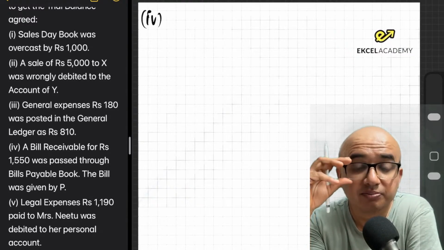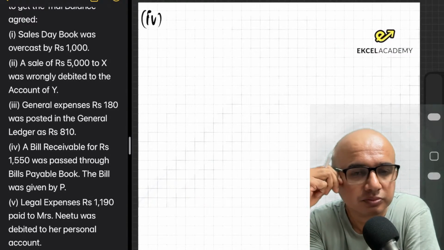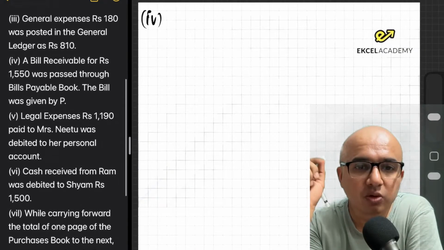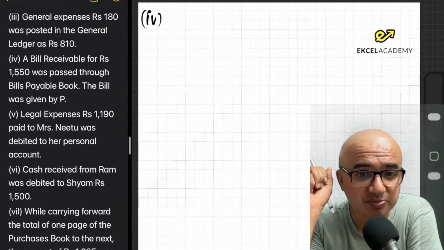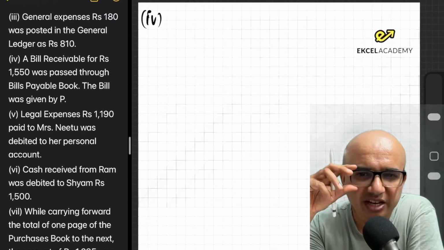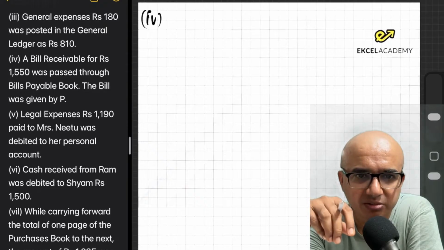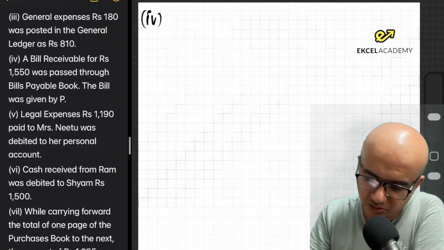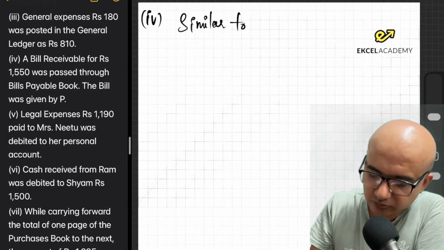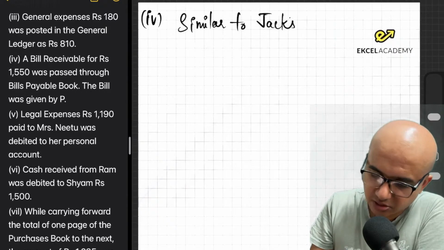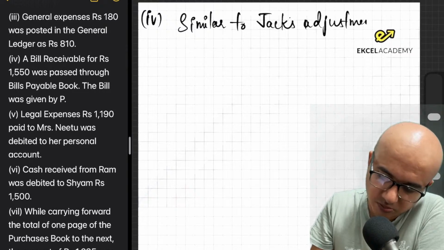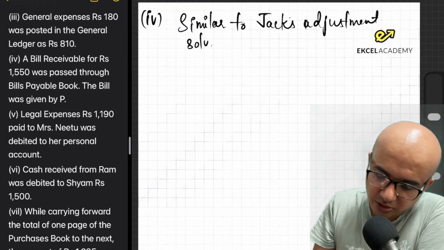Next, fourth one. What do we have here? A bill receivable for rupees 1,550 was passed to the bills payable book. The bill was given by P. We have already solved this in the very first problem of today's session, but I will still solve it. I think this is similar to the adjustment solved earlier.